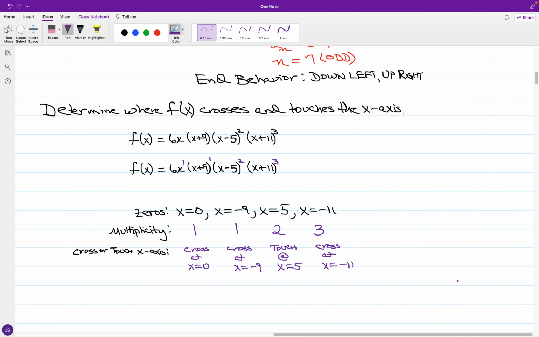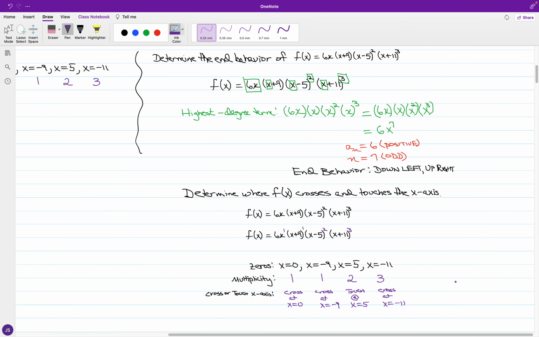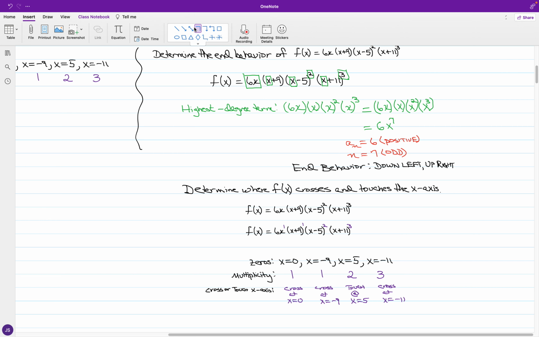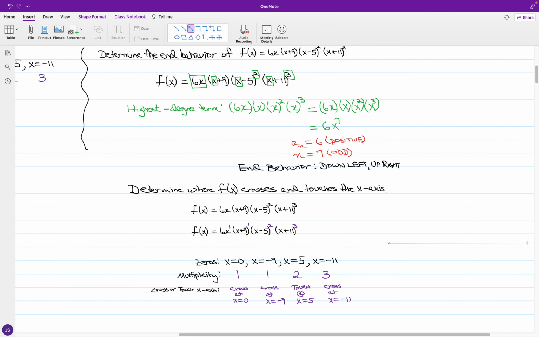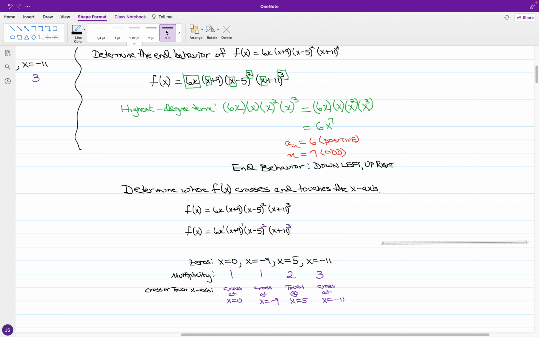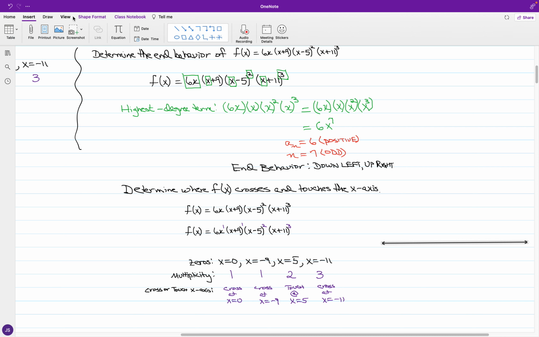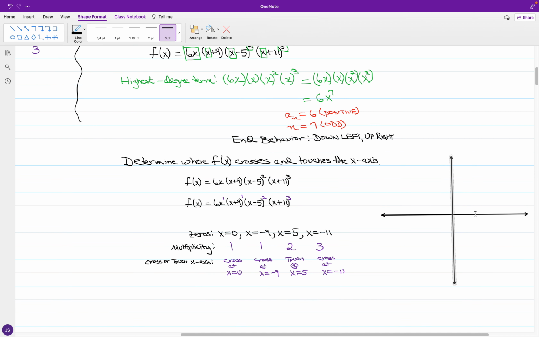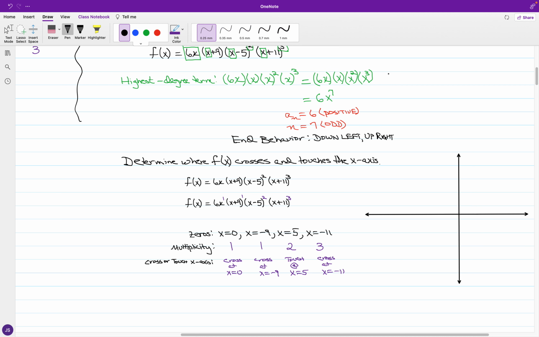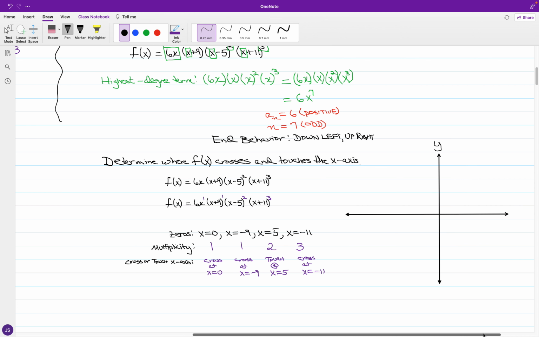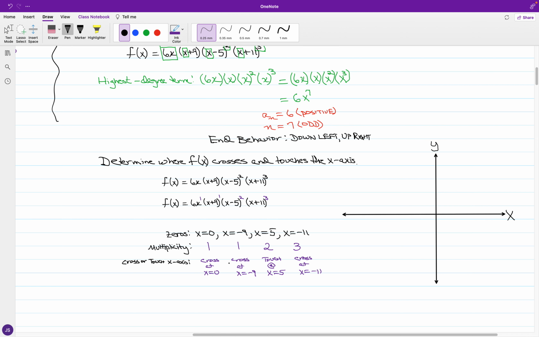Okay, so if we look at kind of a big picture sketch for this function, we have with our intercepts, for the zeros.